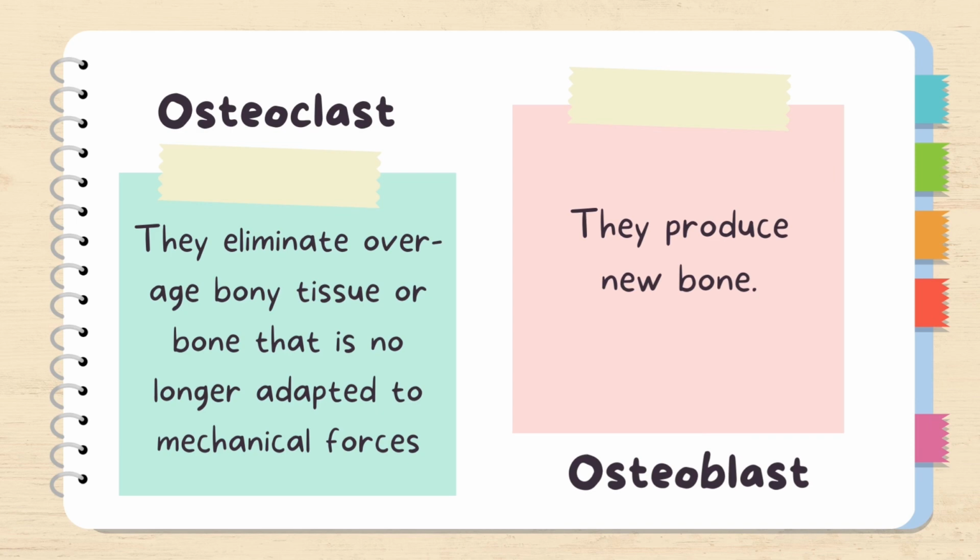So here's the thing to easily differentiate the two. The osteoclasts are the eliminators. They eliminate old bony tissue or bone that is no longer adapted to mechanical forces. And the osteoblasts are the producers. They produce new bone. And that's it for the maxilla and the mandible.